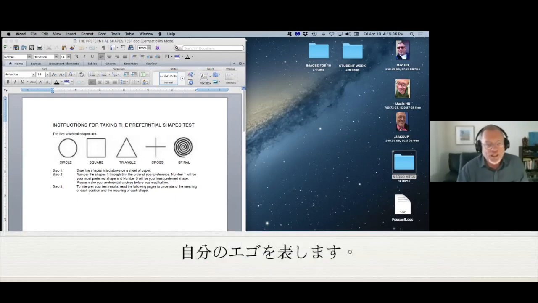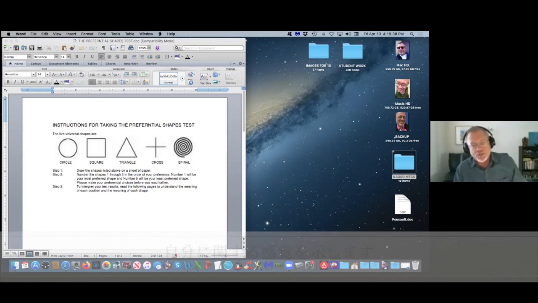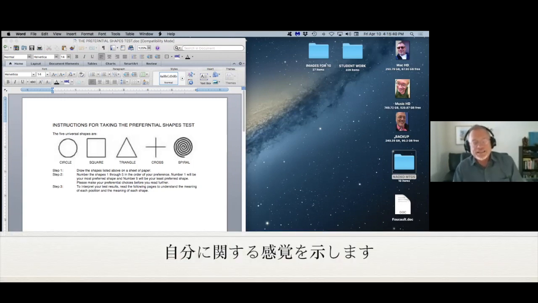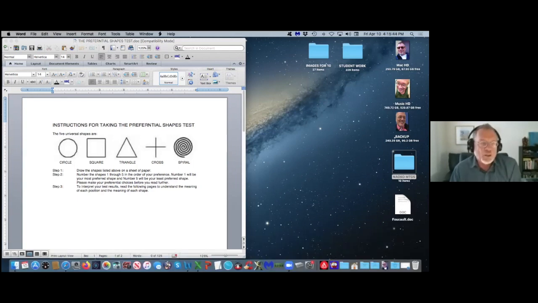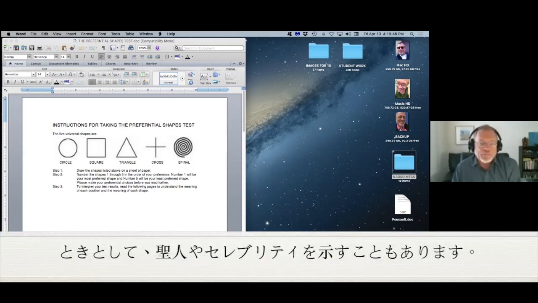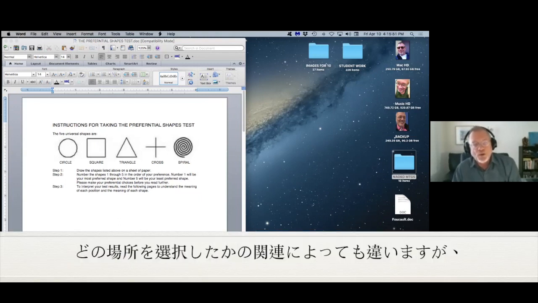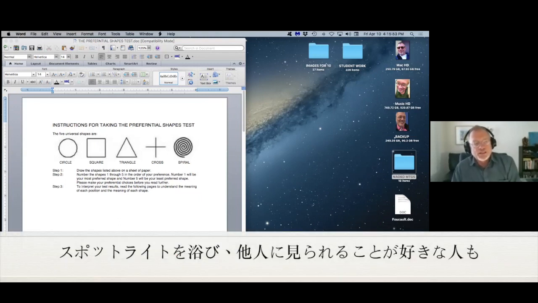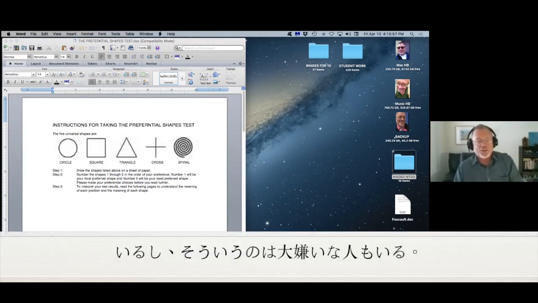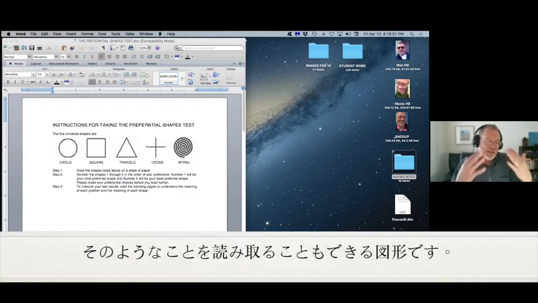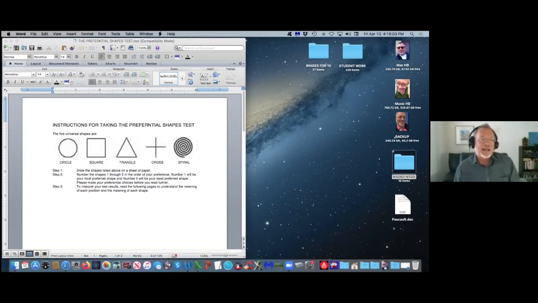So while all of these shapes are going to mean something different about you, this one kind of symbolizes your ego, your sense of self. And so because of that, it's also connected to fame or celebrity sometimes. It depends on where it falls in the chart. But some people like to be seen. This is like a spotlight shining on you. So some people like that and some people don't like that, right? So it also is connected somewhat to that kind of an idea.